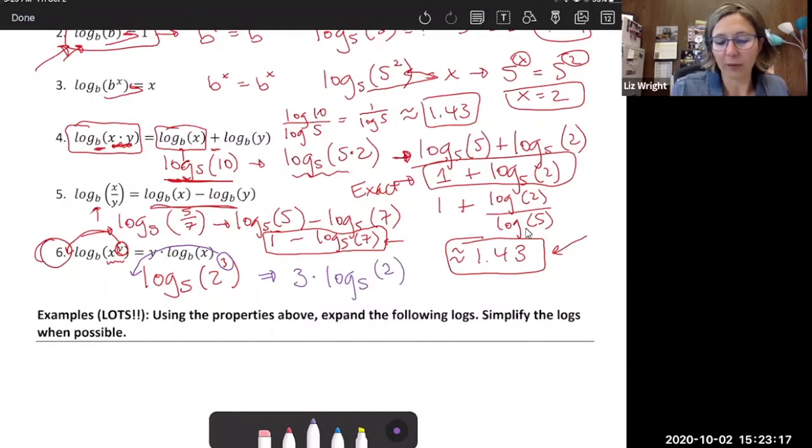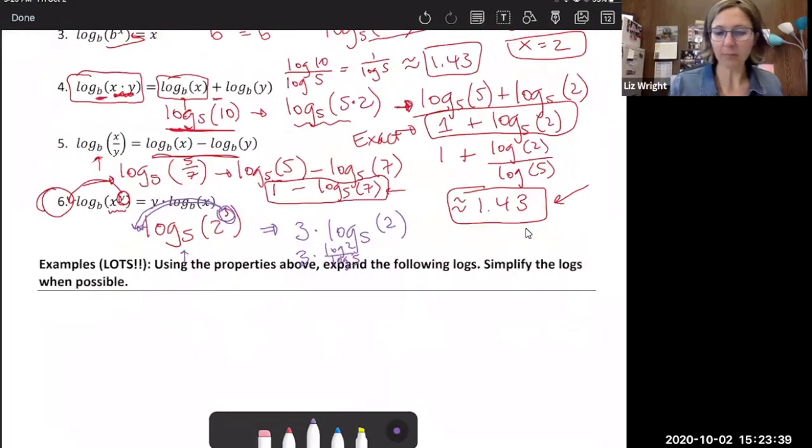And then we could use the change of base rule if we were wanting to estimate it and say, well, that's going to be 3 times log of 2 over log of 5. And then we could actually figure out what that is. But anyway, that's just me showing you, if you have something like this, you can bring the exponent down and put it in front. So we're going to try a whole bunch of these examples.